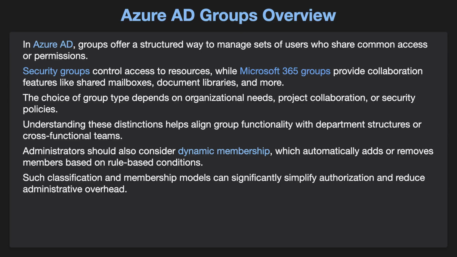In Azure AD, groups offer a structured way to manage sets of users who share common access or permissions. Security groups control access to resources, while Microsoft 365 groups provide collaboration features like shared mailboxes, document libraries, and more. The choice of group type depends on organizational needs, project collaboration, or security policies. Understanding these distinctions helps align group functionality with department structures or cross-functional teams. Administrators should also consider dynamic membership, which automatically adds or removes members based on rule-based conditions. Such classification and membership models can significantly simplify authorization and reduce administrative overhead.